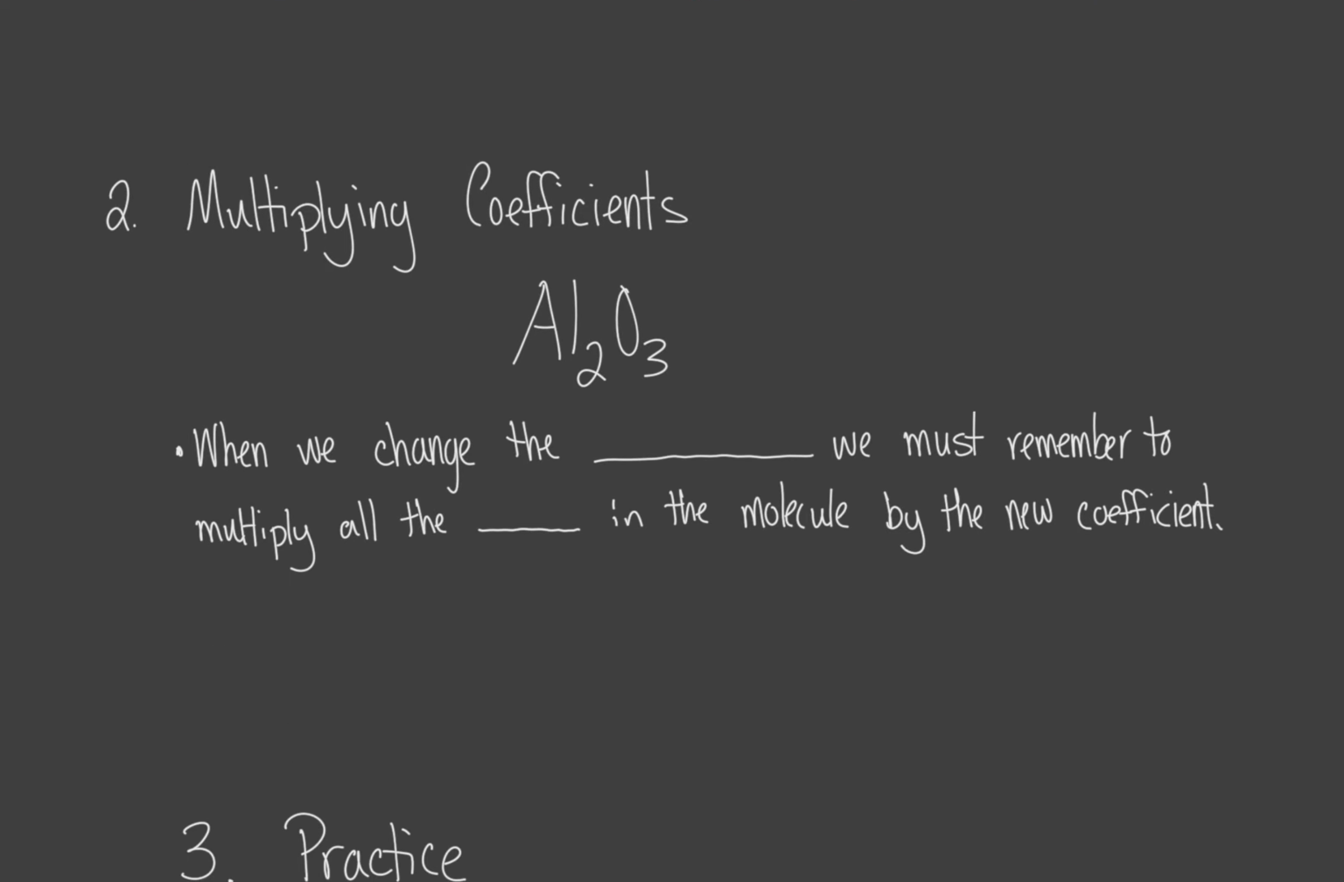So now that we've learned how to count atoms, the easiest thing to forget is when you add or change a coefficient, we have to multiply by every single atom. We have to change those atom numbers at the end. So if we change the coefficient, we must remember to multiply all the atoms in the molecule by the new coefficient.